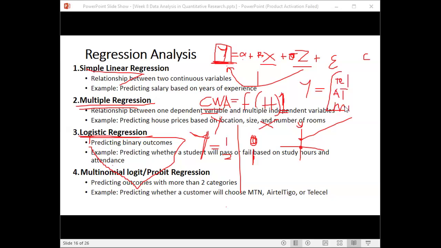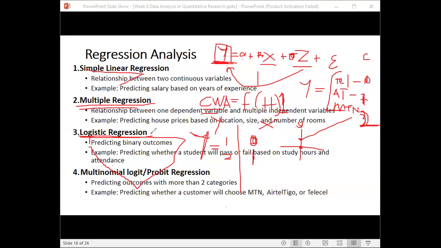MTN, which is another outcome. Now this goes beyond 2 options, right? So Airtel can be 1, this can be 2, this can be 3. Or when you're doing the analysis, you don't start from 1. You can start from 0. There always has to be a 0. Then it starts from 0 to 1, and then to 2. So these are 3 categories that are available.